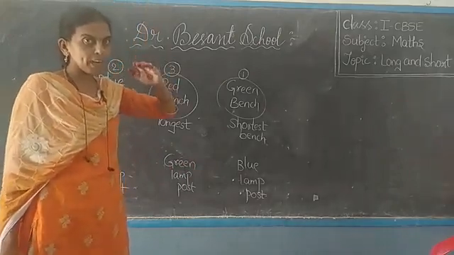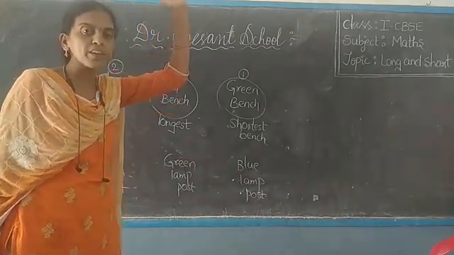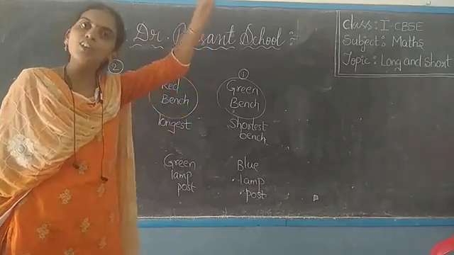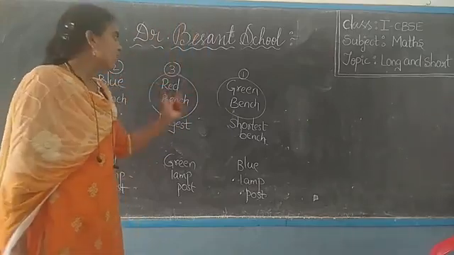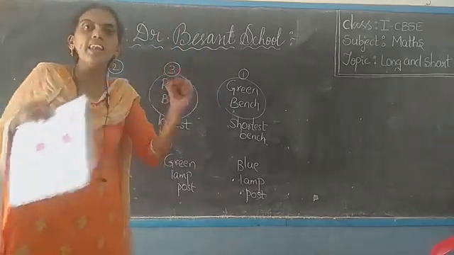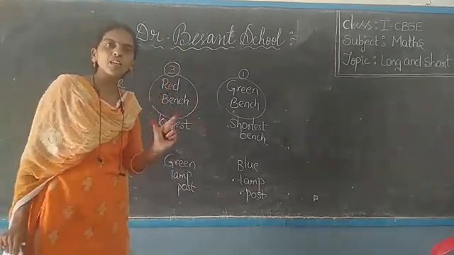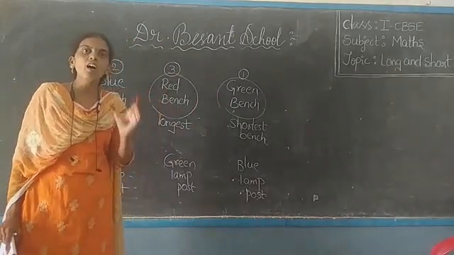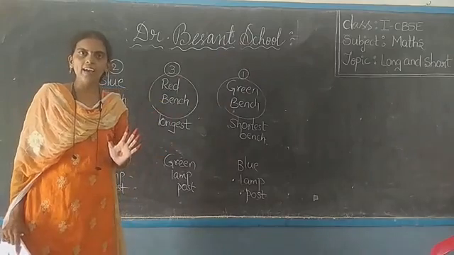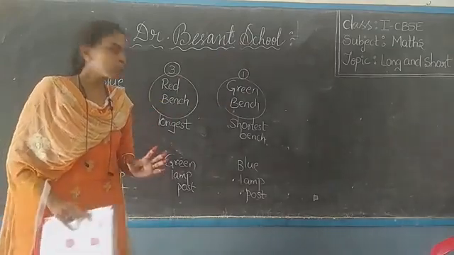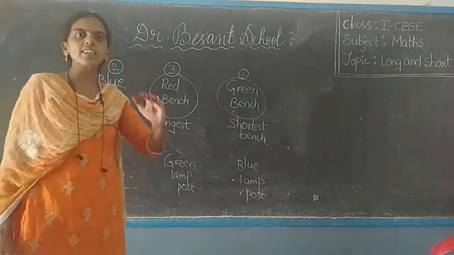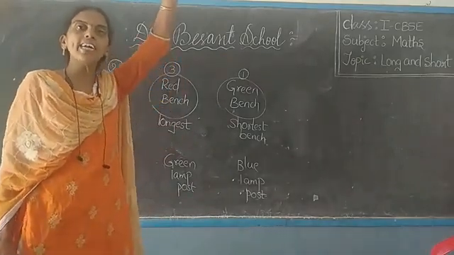When we are comparing the height, what is the word we are going to use? Tall, taller, tallest. Similarly, when we are comparing the benches, we are comparing the length. So length means we should compare them with the longer, longest. Okay? Is it clear right now? So when we are comparing the lamp post, we are considering them in the height.